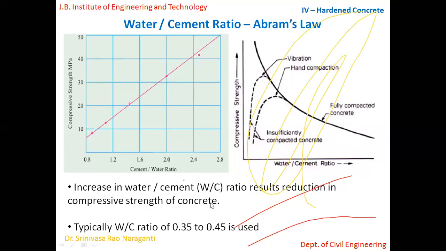Now, guys, typically the water cement ratio we use is about 0.35 to 0.45. If you look at the first graph, it talks about inverse proportion. It talks about cement to water ratio, which is directly proportional to compressive strength. That's why the relationship shows a linear relationship between compressive strength and cement water ratio. This is what the relation is.